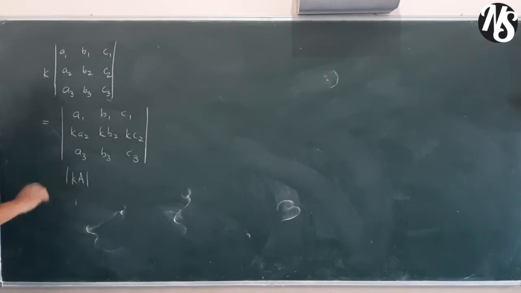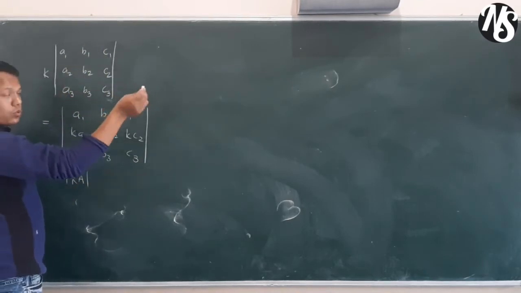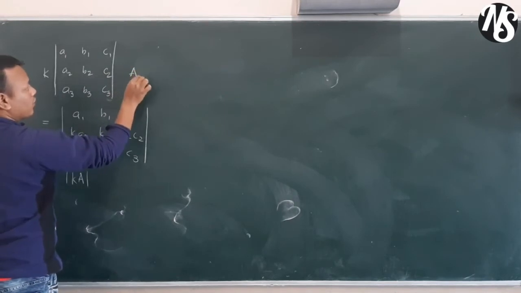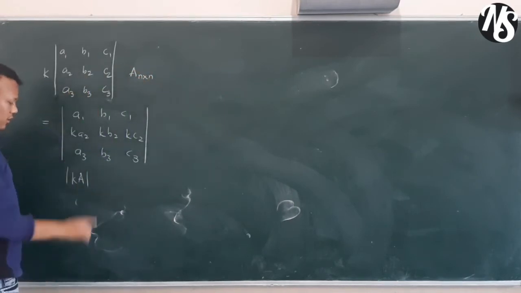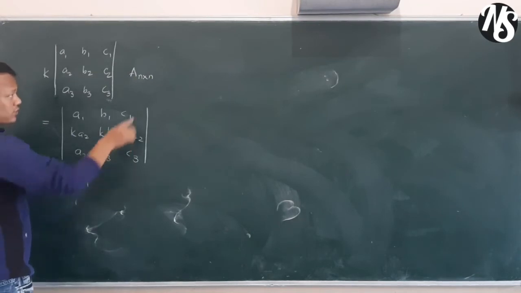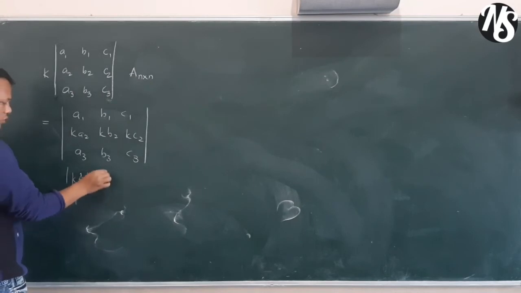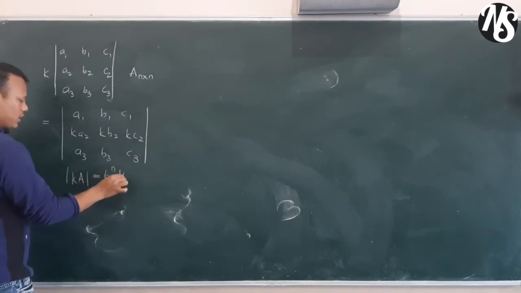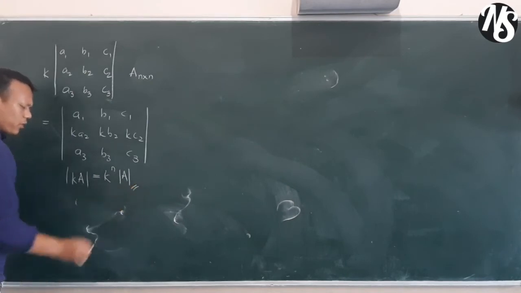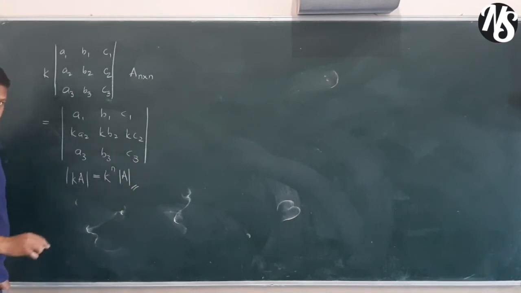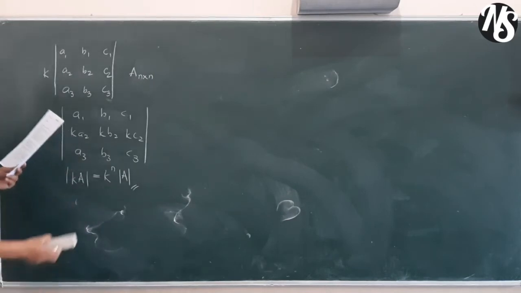Now after multiplying with k to a matrix, find the determinant. You can find the determinant only of a square matrix. So let's say the order of the matrix is n cross n. Then in this case, this will be equal to k to the power n into determinant of A. Very important property for your objective questions. So this is your next property.